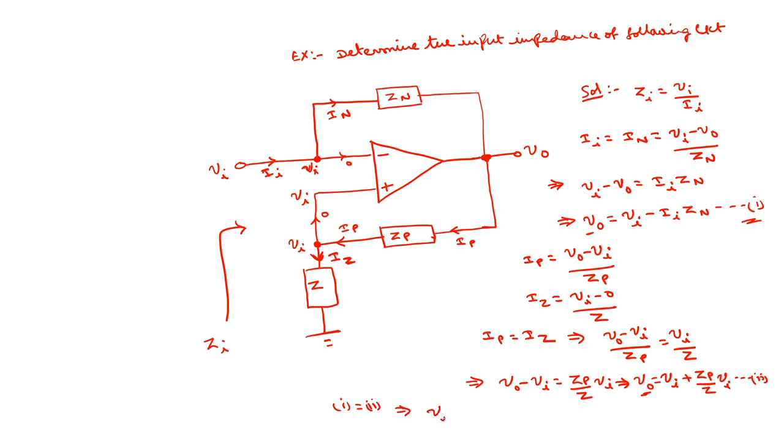Vi minus Ii Zn is equal to Vi plus Zp by Z times Vi. This Vi, Vi get cancelled. So I want the impedance Zi, which is equal to Vi by Ii. So what is Vi by Ii? Zi is equal to Vi by Ii, which is equal to minus Zn into Z by Zp.